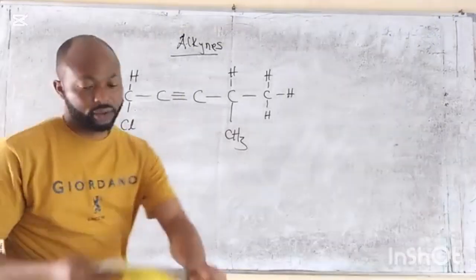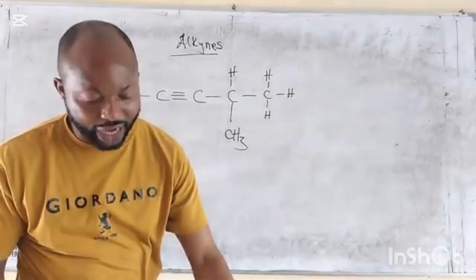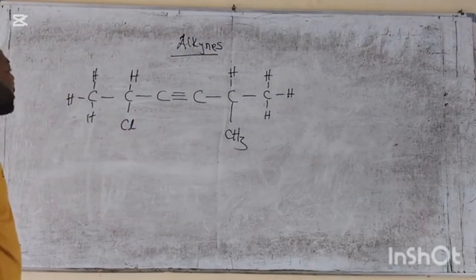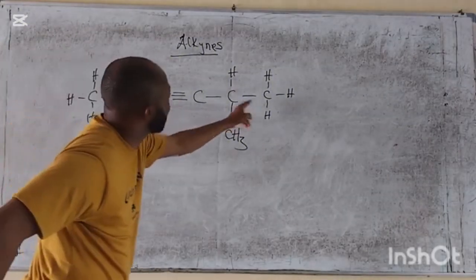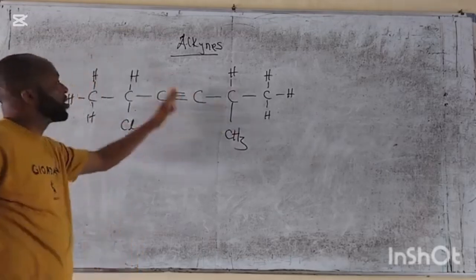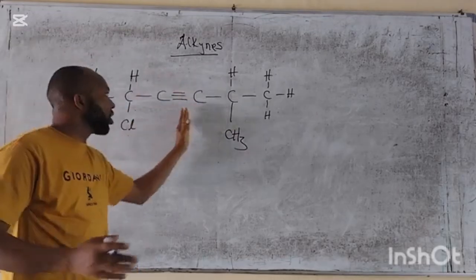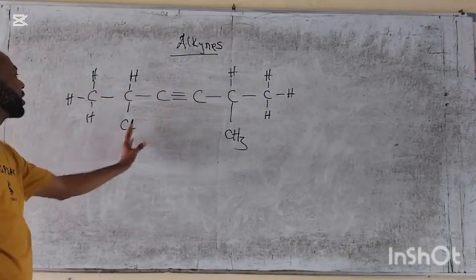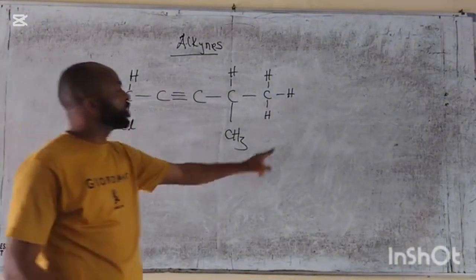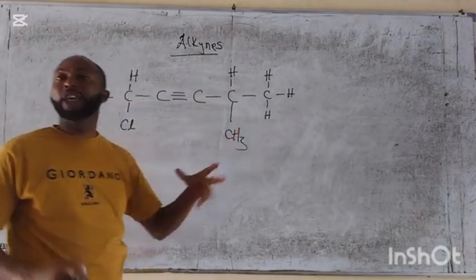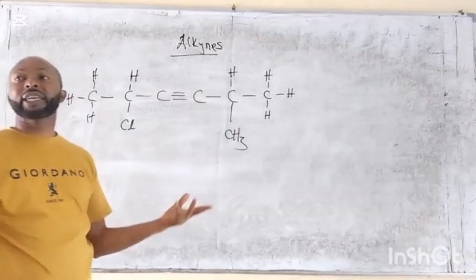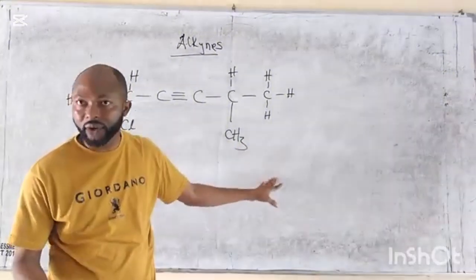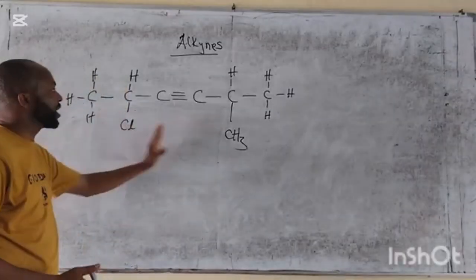Alright, that is it. We have been asked to name this. If you look here, 1, 2, 3. The triple bond is at both ends, in carbon 3. But we have a chlorine in 2, and we have a methyl in 2. So where do we take precedence? Alphabetically, C comes before M. Chloro comes before methyl. So this will give precedence to this side.